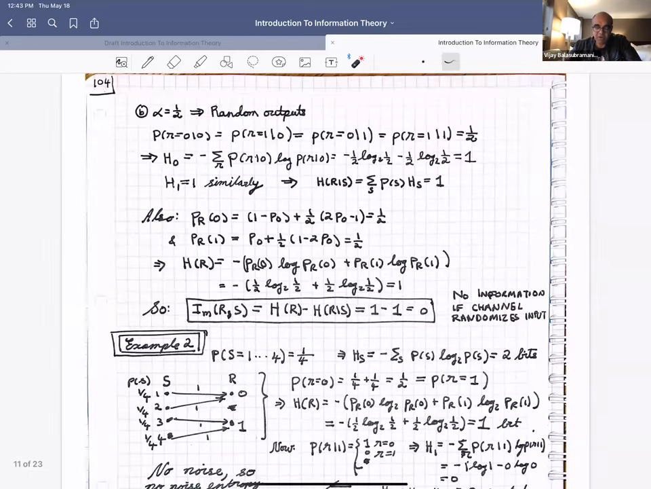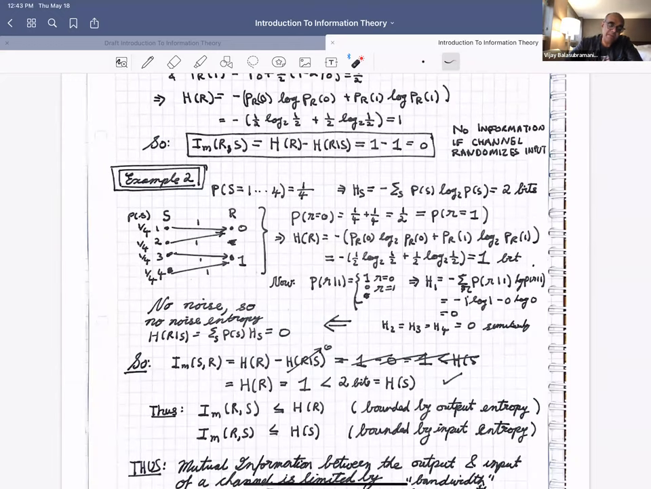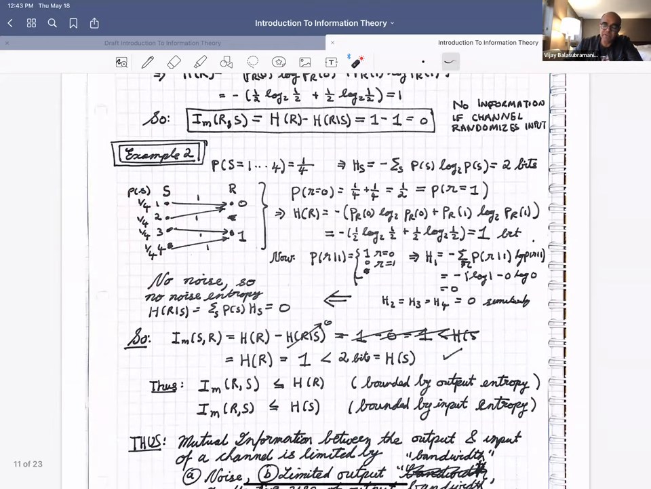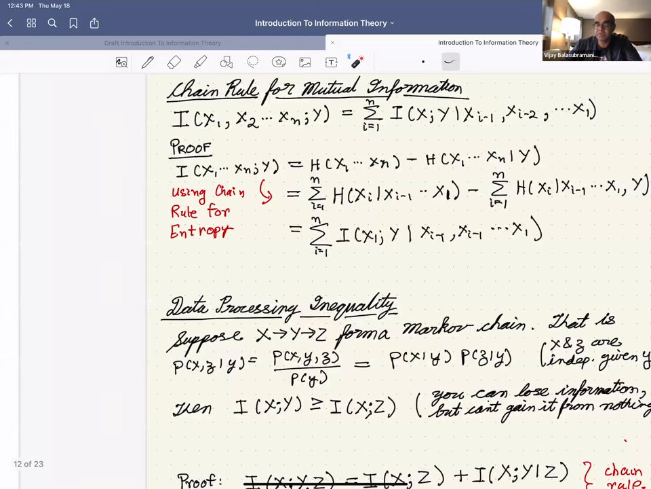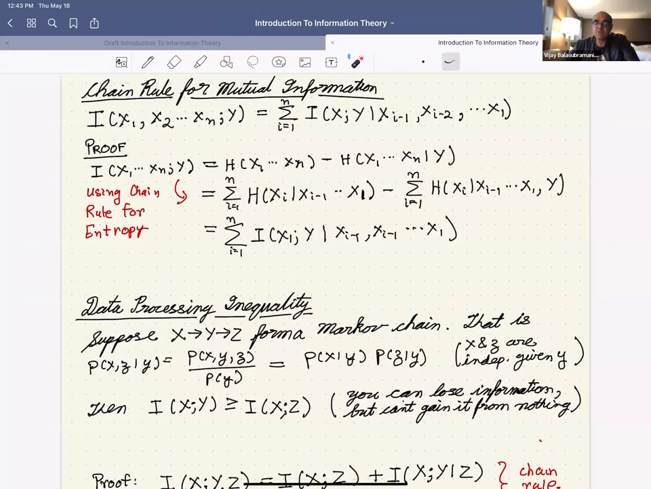Okay. So these are all those examples. And then you can do more examples, more symbols, et cetera. So this is a page full of examples, 2 pages of examples for you to do. Now I'd like to come to some important properties of this quantity.